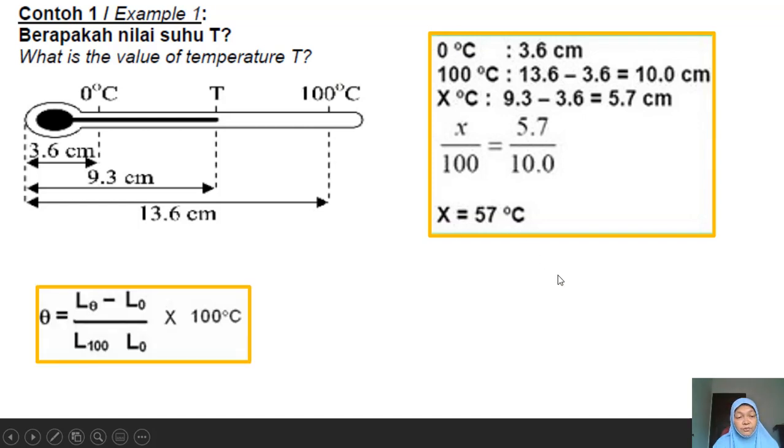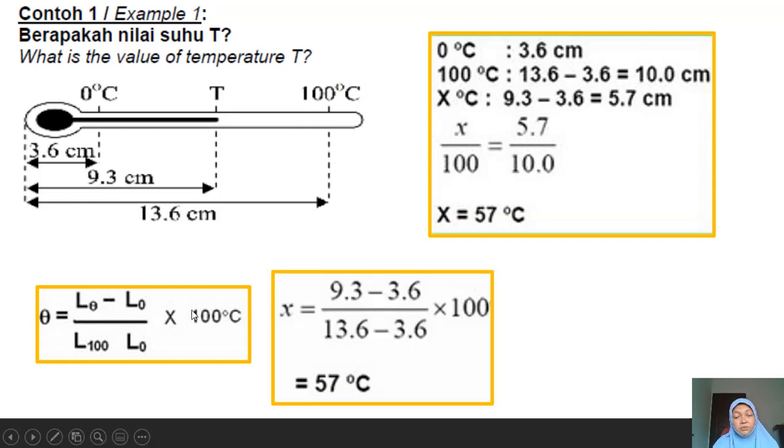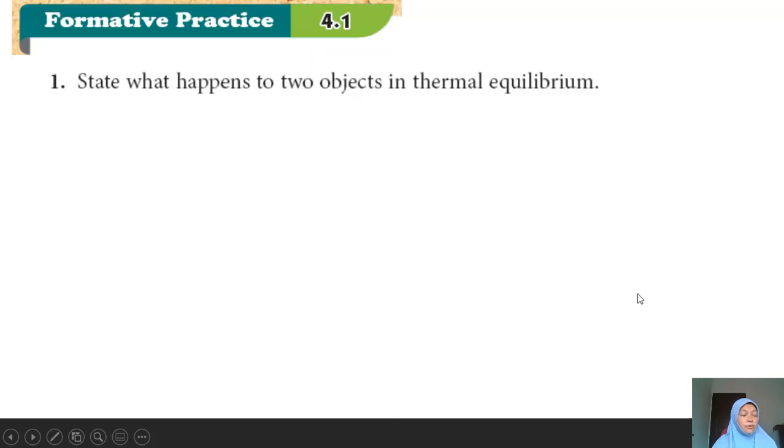Or we can use the formula that we used just now. So the formula will be x equals 9.3 minus 3.6 over 13.6 minus 3.6, and we got 57 degrees Celsius. Okay, same, right? Okay, so that's it for our topic.